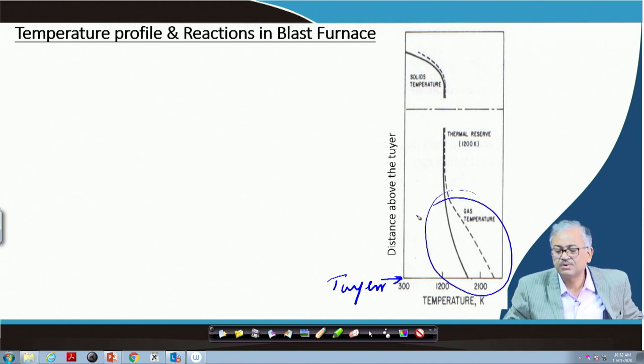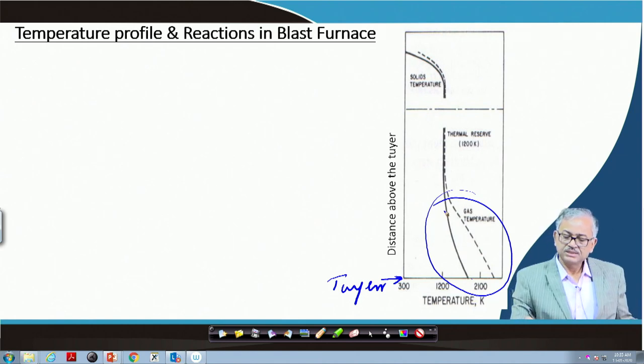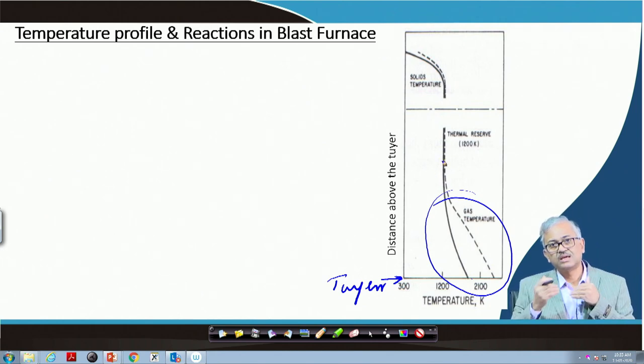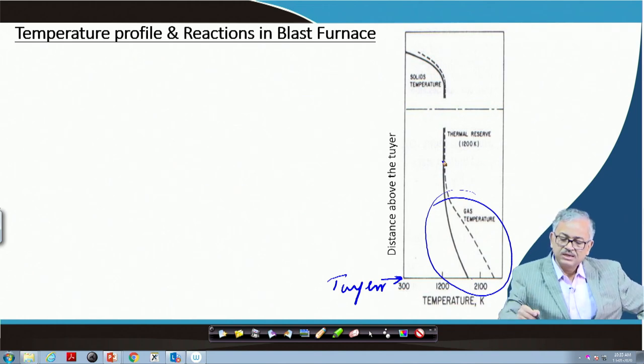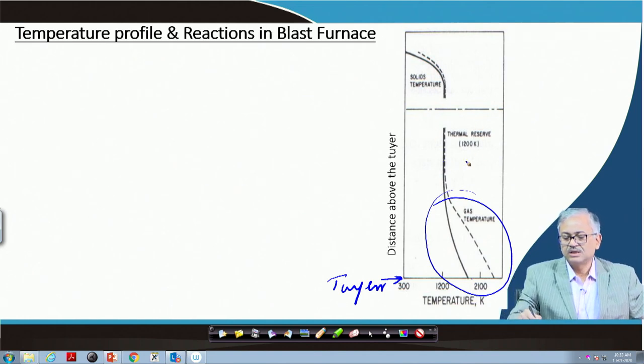So in this region, the lower part of the furnace, the complete heat exchange takes place, and then you can find in this region the temperature between the solid and gas has no difference. So this is called the isothermal zone, because there is no heat exchange between the gas and solid in a significant portion of the furnace, and it is also called the thermal reserve zone. 1200K means around 923 degrees centigrade roughly, so 900 degrees centigrade, so this region is called the isothermal zone. And then again beyond that region, above this region, the solid is coming in cold and then it is heated up to 900 degrees centigrade and heat exchange takes place from gas to the solid.